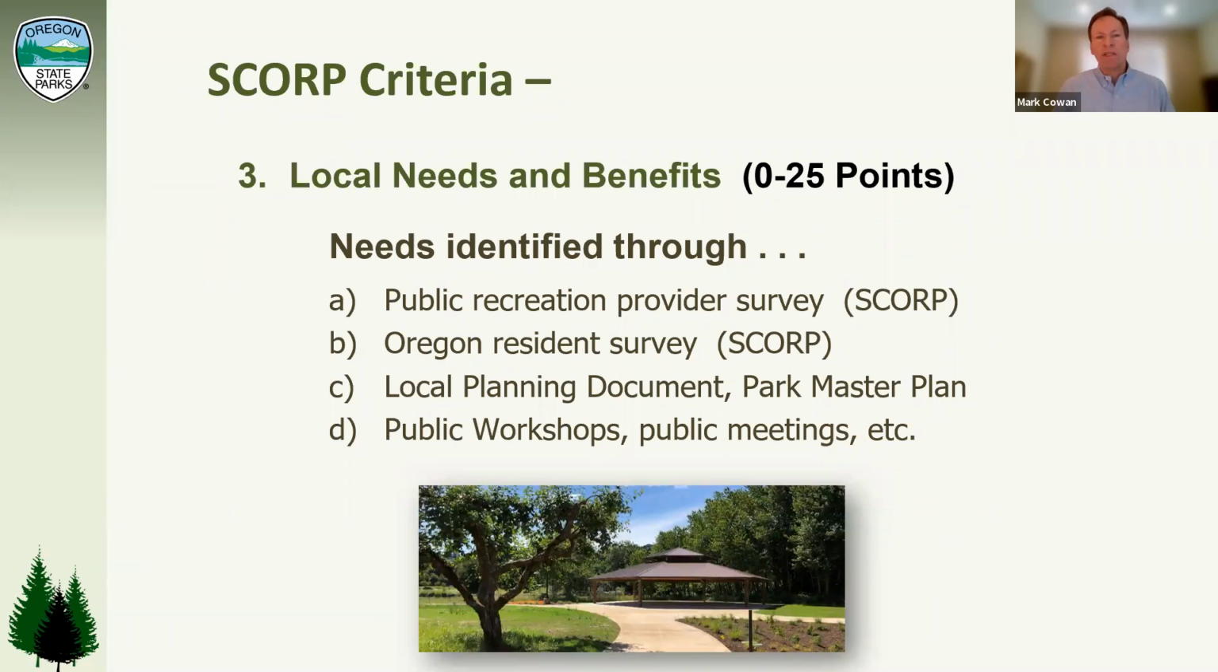Section 3 of the SCORP is the needs identified. Again, we're going to want to see some sort of evidence that your project was identified through some sort of recreation provider survey or the Oregon Residents Survey, those are both SCORP responses, or again, a big or there. This is also totally legitimate: local planning documents, your local parks master plan, or some sort of public workshop or public meeting process. We just want to see some sort of public input into the process that led you to the conclusions you came to for the focus of this project.